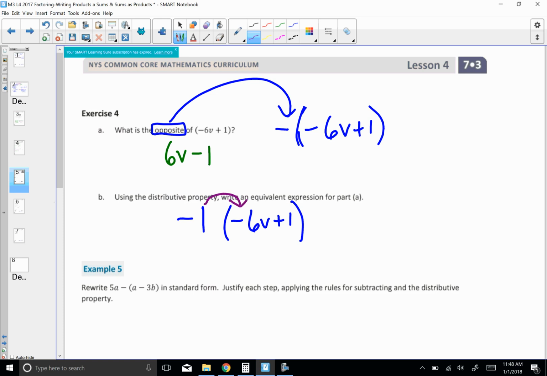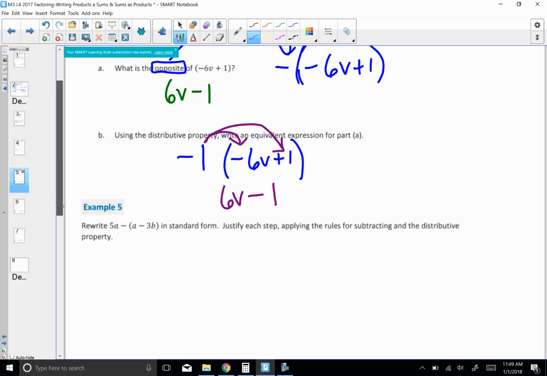Negative 1 times negative 6v. Multiplying is about matching, so that's 6v. Negative 1 times positive 1. Multiplying is about matching. They don't match. Didn't we get the same thing? So I can take the opposite of each of the parts of this expression, or I can hand out a negative 1.